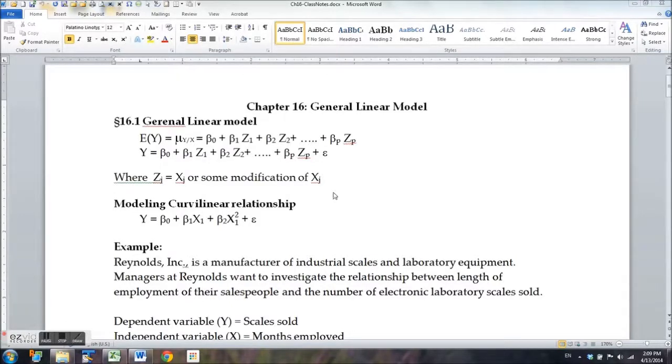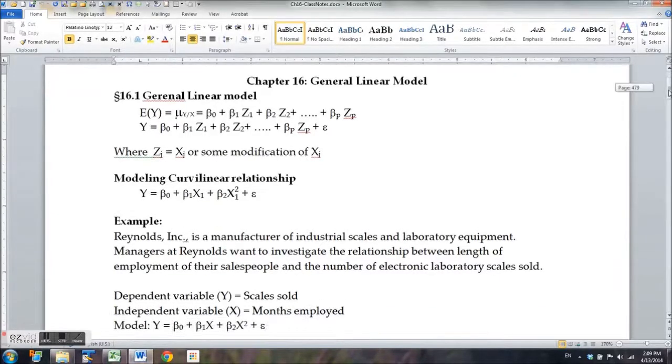So let's look at one such modification first, and that is modeling curvilinear relationship. If the points do not follow a straight line but a curved line, then the simple linear regression model assumption that y is equal to beta 0 plus beta sub 1 x is not going to hold. So maybe a squared term would correct that problem. So let's look at an example.